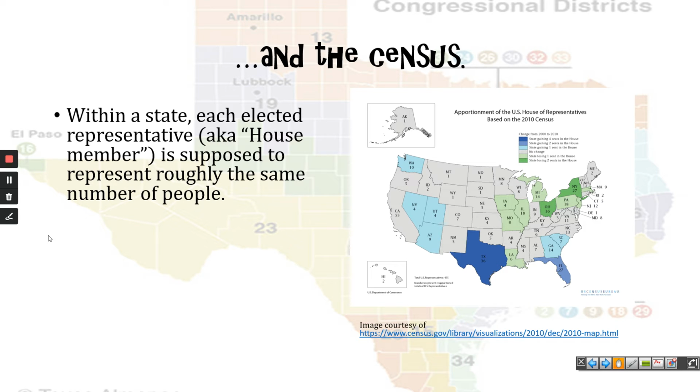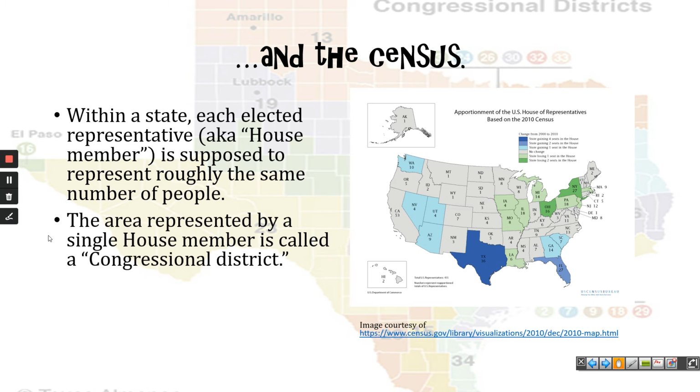Now within each state, it's all well and good to say, okay, Texas gets 36 representatives, so we'll just divide Texas into 36 districts. And that's the term we use, district. A district is the area that is represented by a single House member.